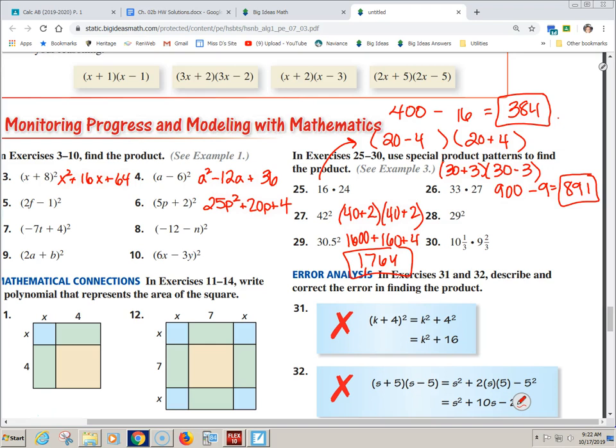Now, pause. If some of you are like, the shortcut's losing me, that's okay. What can you always fall back on for any of these? Get to your table and say, nope, I know how to do this. If this shortcut ever doesn't work, no big deal. Get to your table and say 25p squared plus 20p plus 4 and get it that way.